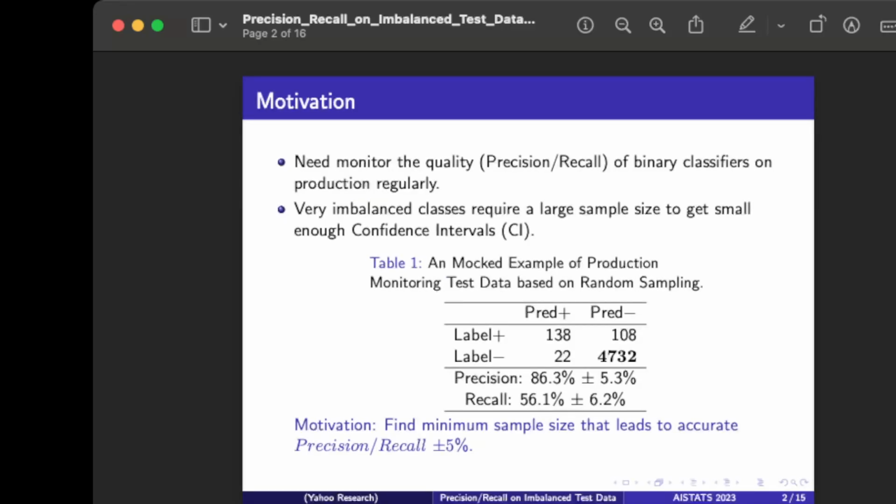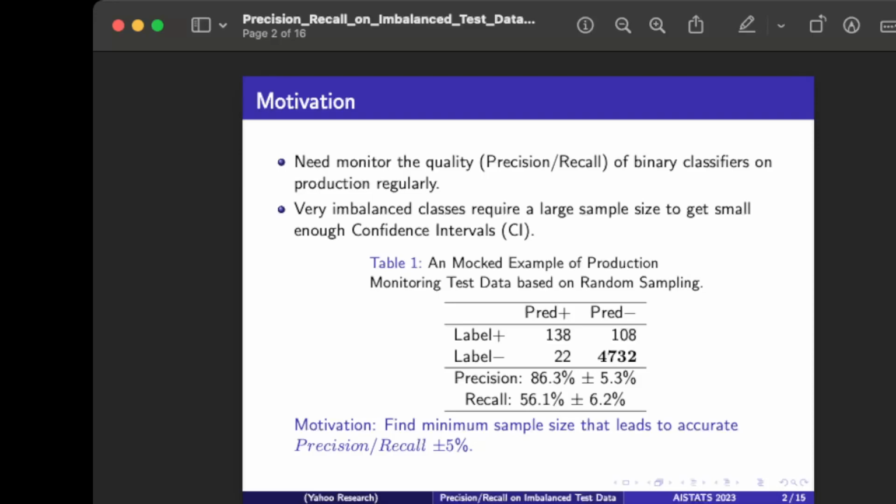Here is the motivation for our work. We have deployed multiple binary email classifiers to production. After deploying these classifiers, we'd like to monitor these classifiers' quality regularly. In order to do so, we need to sample emails periodically and compute metrics like precision and recall on the sampled data. And several classifiers are heavily imbalanced.